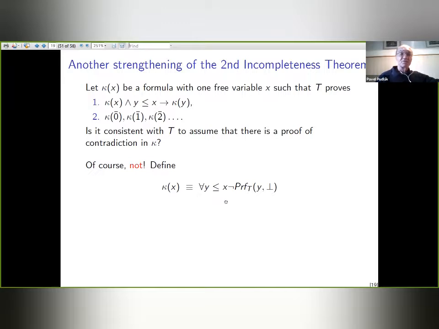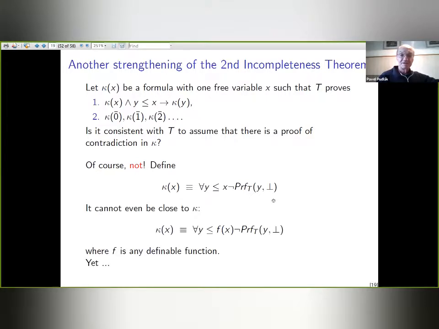But there is no proof of contradiction that satisfies kappa. In this case, we don't have a proof of contradiction that is satisfied by kappa, but the proof of contradiction is very close to this initial segment, if the segment is limited, because it's just the next number after all the elements of kappa x.